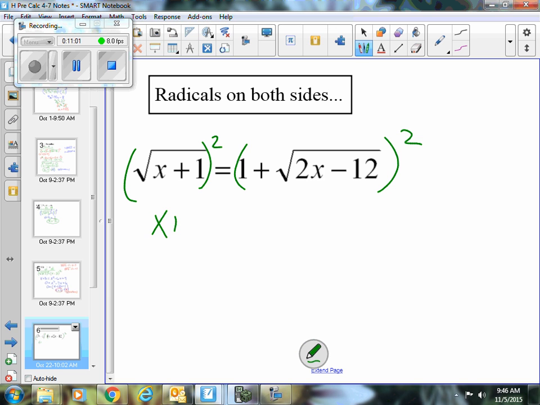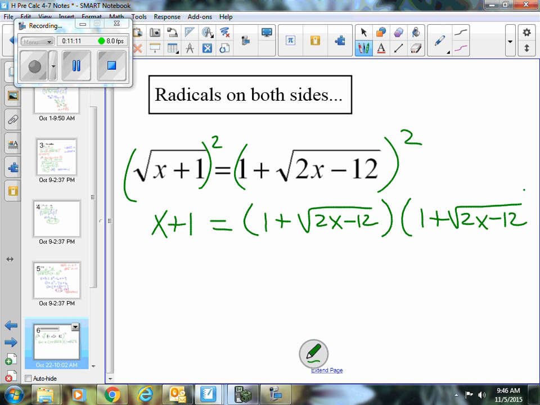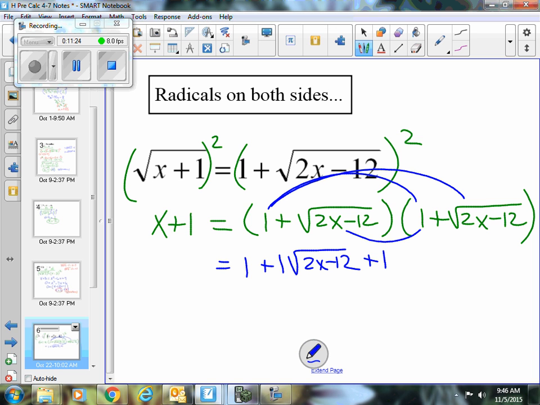So over here, that's not so bad. On this side, that means this. You're going to have to do this binomial times itself. That's a 2-term thing. It's a binomial. That means FOIL. So let's go ahead and take a look at the terms. First, you would get 1. Outsides, you get 1 times the square root of 2x minus 12. Insides, you get another 1 times the square root of 2x minus 12. And then last, when you multiply a square root times itself, we get that expression underneath. You would get the square root of 2x minus 12 squared, which is 2x minus 12.